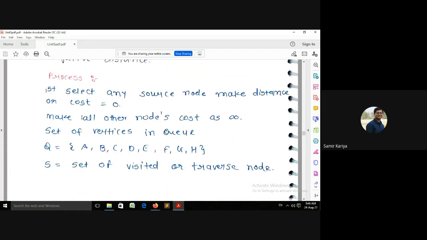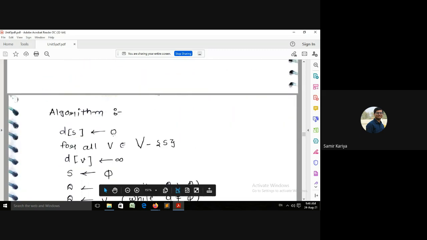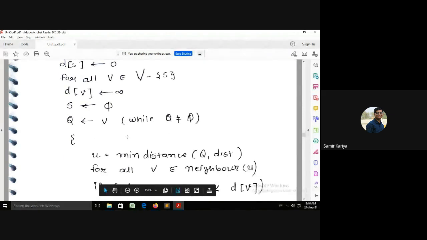Now the process. First select any source, as given in the question, the single starting vertex. Make its distance or cost 0, and make the cost of all other nodes infinity. That means initially it is the maximum distance, and then we find the minimum. Put the set of vertices in a queue, A, B, C, D, as in the given graph. S is a set of vertices, and this is the algorithm.